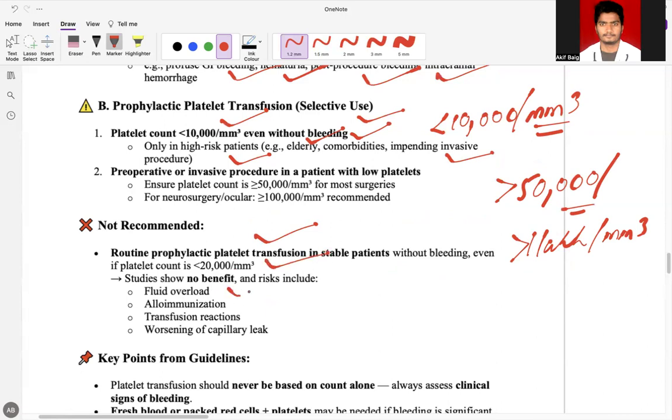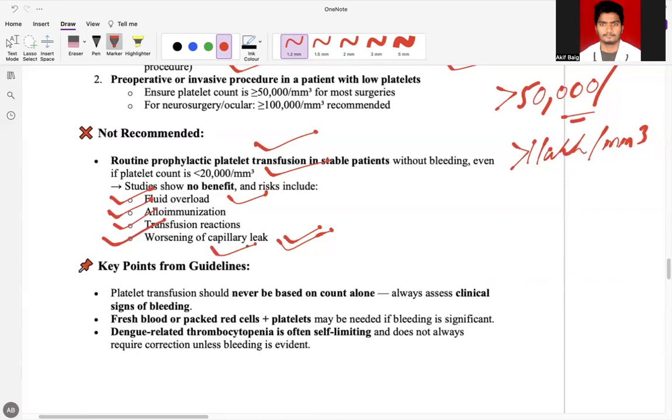Studies have shown no benefit, and there are risks. What are the risks? There can be fluid overload. There could be alloimmunization, that means a transfusion reaction because of the platelets. Worsening of the capillary leak: capillary leak can get worse because of this. So this is a problem. You should not routinely give platelet transfusion because the patient can have worse outcomes with this.